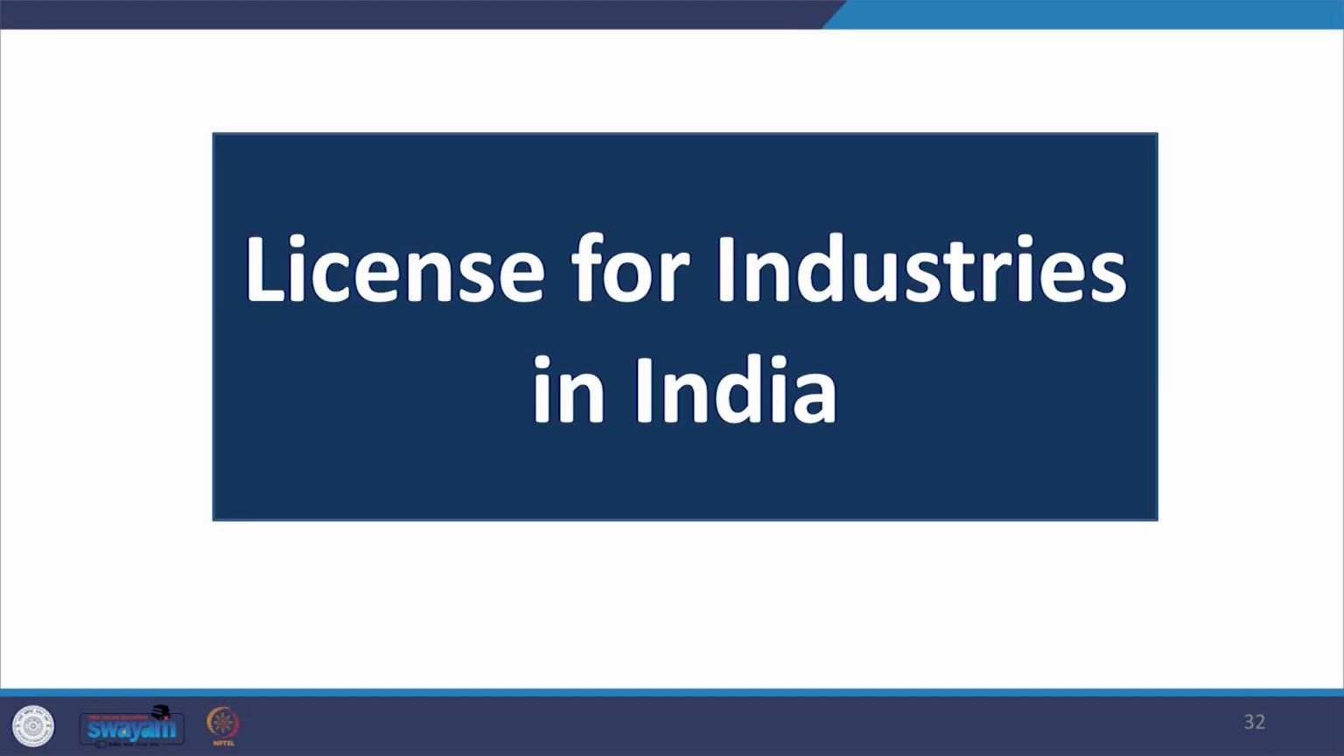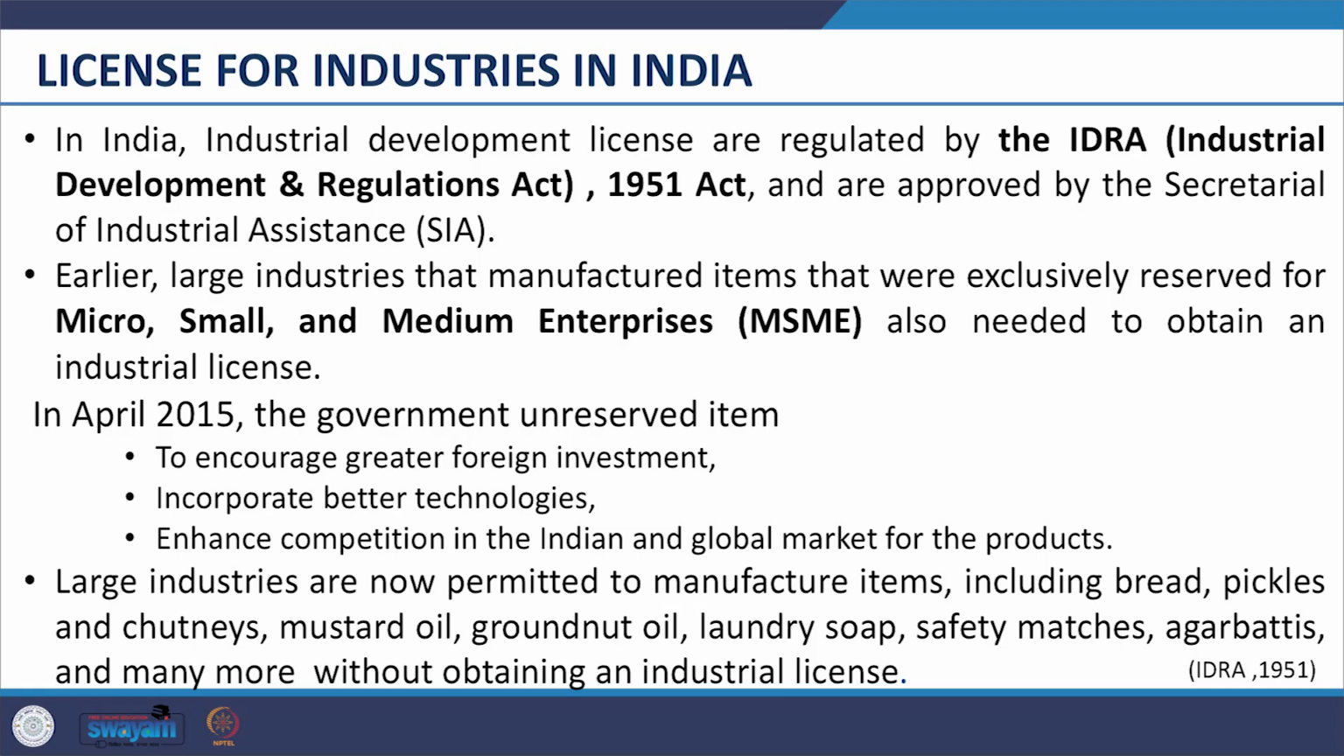Moving on, we'll briefly look into how licensing is done and how the process is dealt with in our country. In between, briefly, we'll look at licensing concerns and the process for industries in India, and how this licensing liberalizes a lot of our processes. In India, industrial development licenses are regulated by the IDRA 1951 Act and are approved by the Secretariat for Industrial Assistance, SIA.